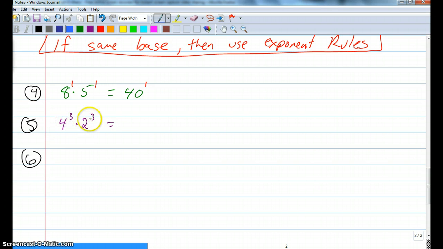4 to the third times 2 to the third is going to be 8 to the third power.